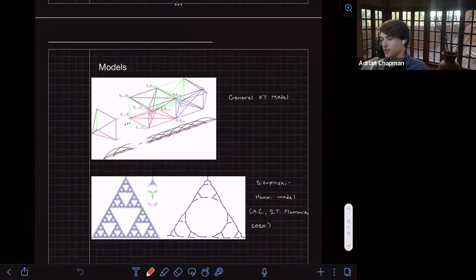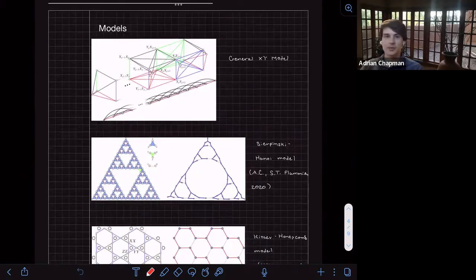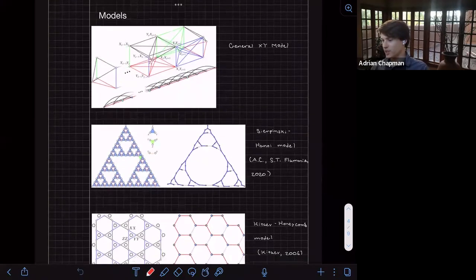Just to recap at the very end, maybe I rushed through this a little bit, but these graph-theoretic characterizations capture a wide variety of models. Here are the models I spoke about, listed in approximate order of dimensionality. The 1D general XY model is maybe the most commonly known, exactly solvable by free-fermion Hamiltonian by the Jordan-Wigner transformation. In our paper, we introduced the Sierpinski-Hanoi model, defined on the Sierpinski gasket. It's a fractal, so it's somewhere between one and two dimensions.